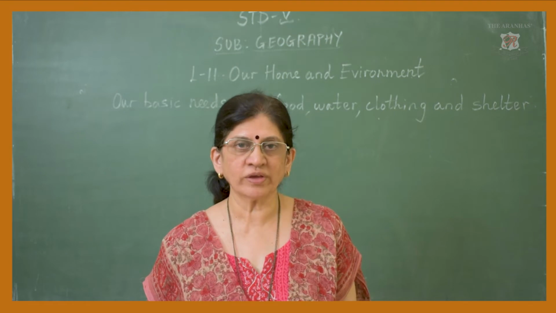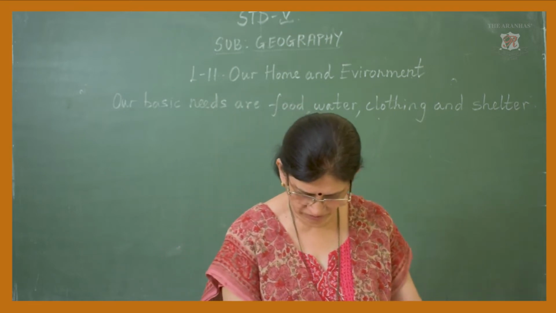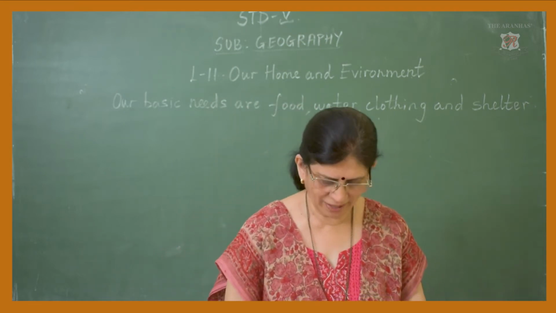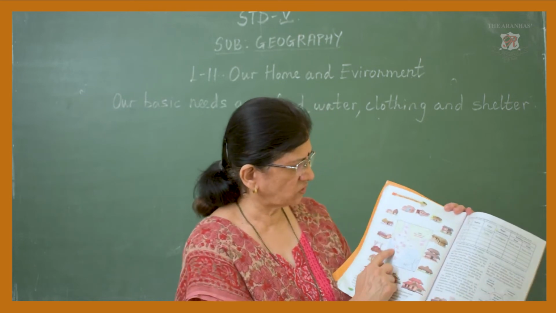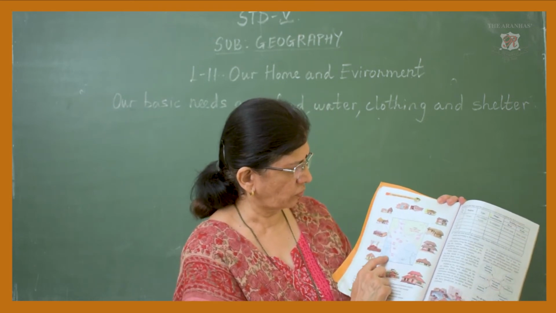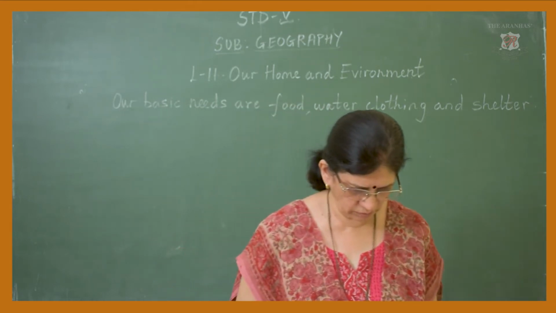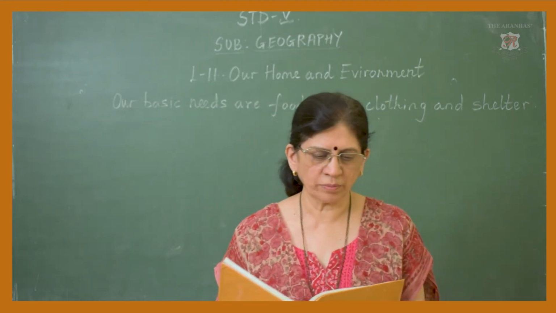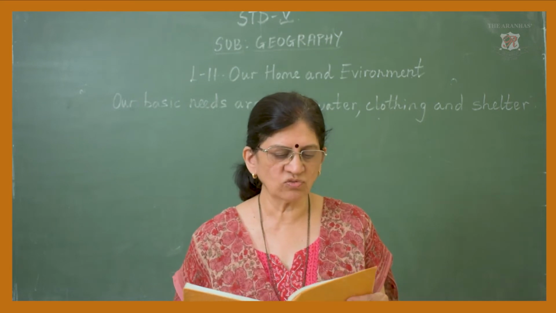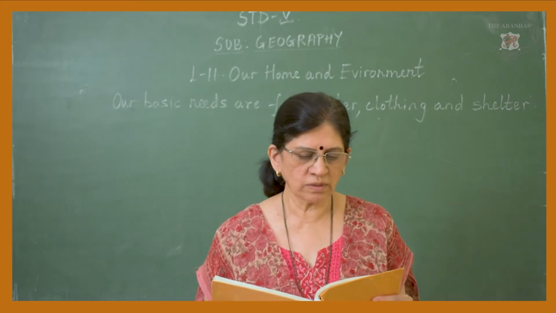Then regions of heavy rainfall, the coastal regions. Again look at the map. These are the regions of heavy rainfall. So now let us see how the houses are made. Types: regions of heavy rainfall.